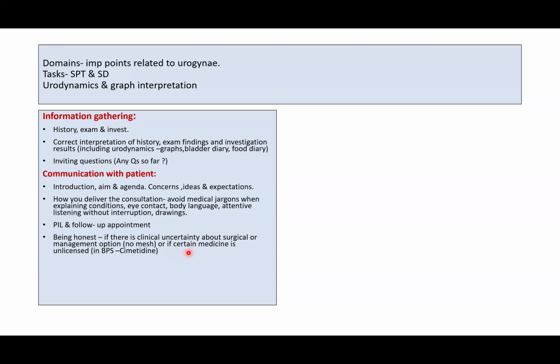And also tell the patient if certain medicine is unlicensed, like in bladder pain syndrome, cimetidine is unlicensed. So you have to tell the patient about that. And you should also explain the conditions in a simple language, explain the test results and management plan in a simple language. Again, no technical terminology in simulated patient tasks. Give the information in small chunks and check the understanding. Am I clear so far? Do you have any question?